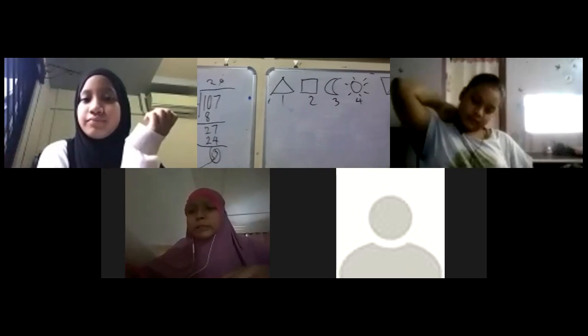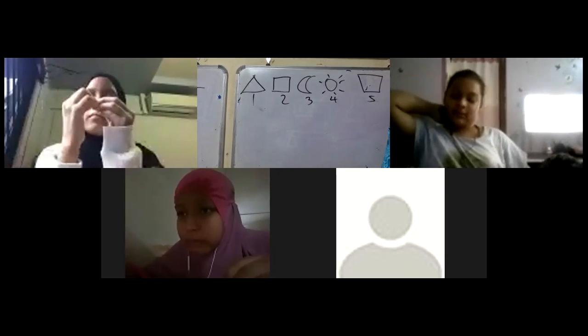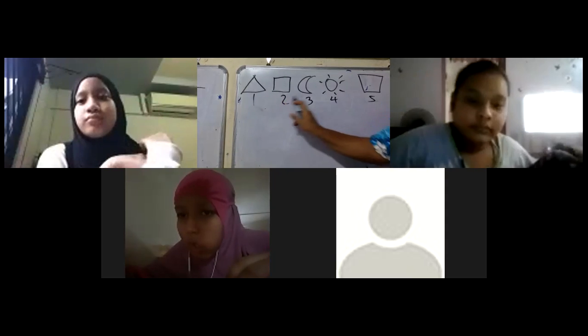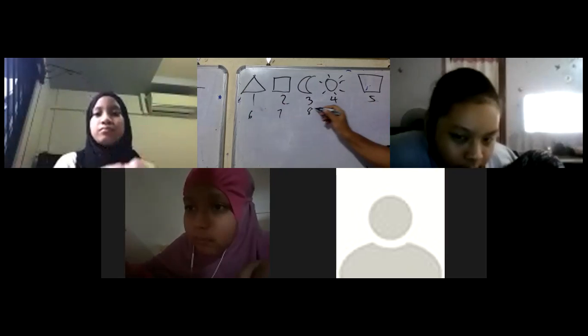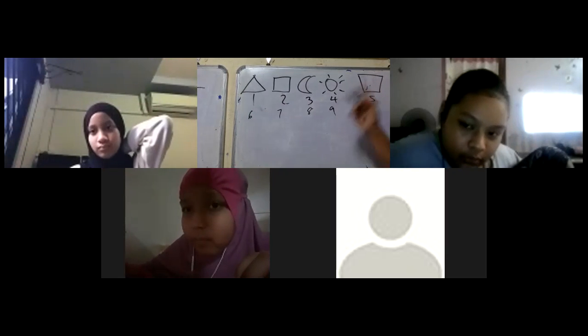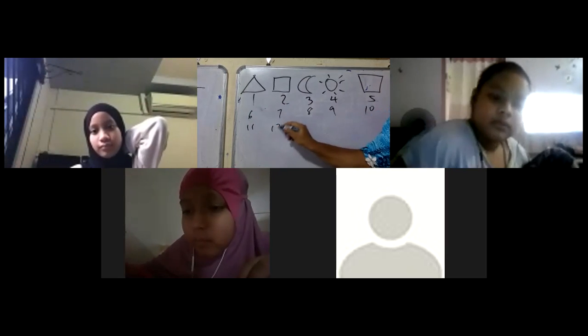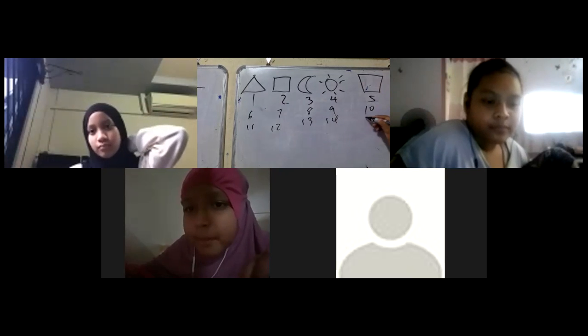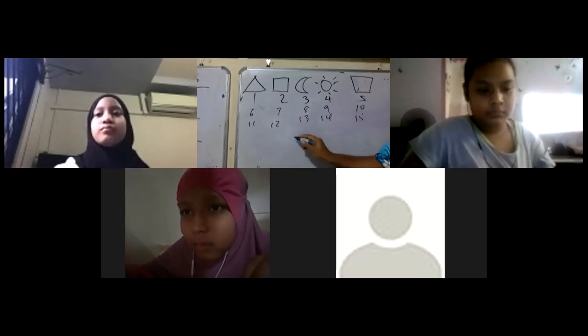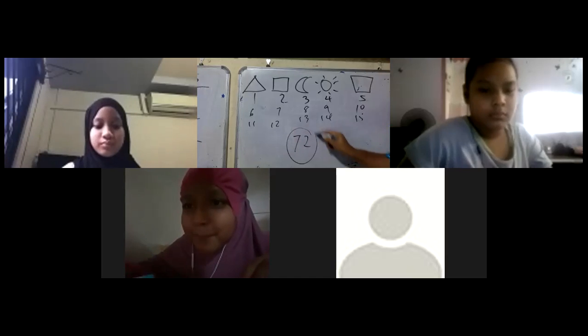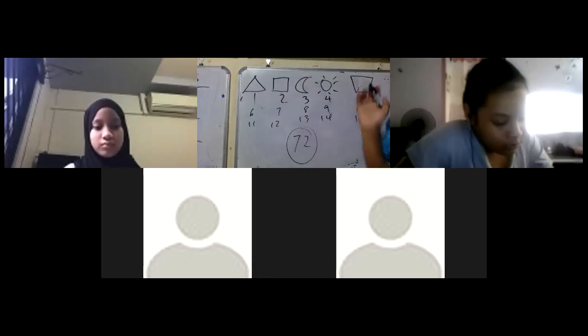Okay, I'm going to show you my next question. My next question down here, there are 5 items in a repeated pattern. This number 1, 2, 3, 4, 5. Number 6 position, 7 position, 8 position, 9 position, 10 position. It's like that. 11, 12, 13, 14, 15. I want to know what is position number 72. What shape is it?